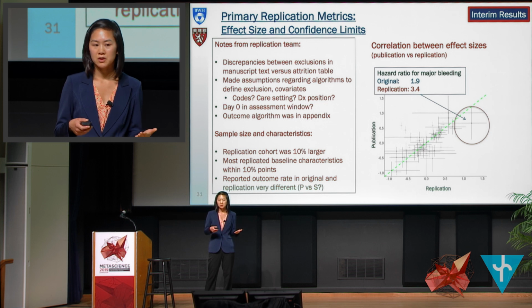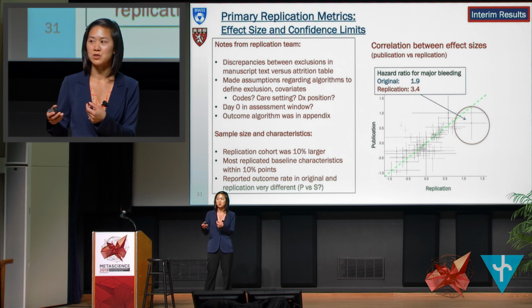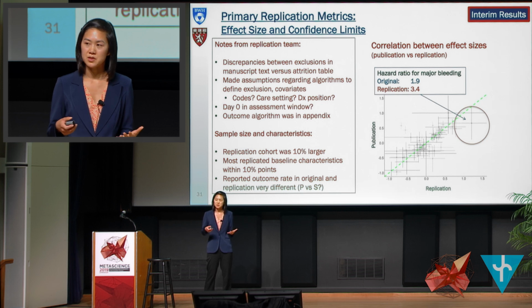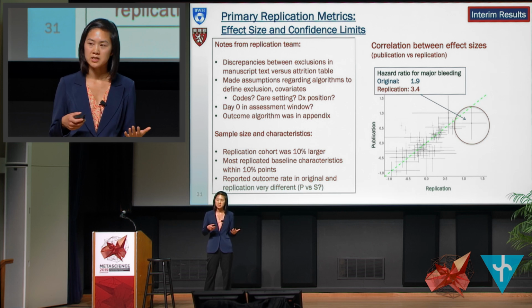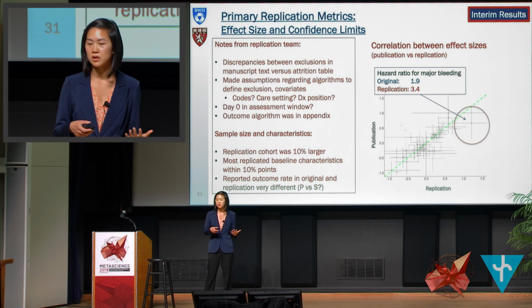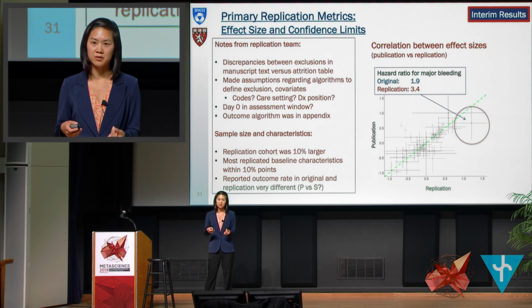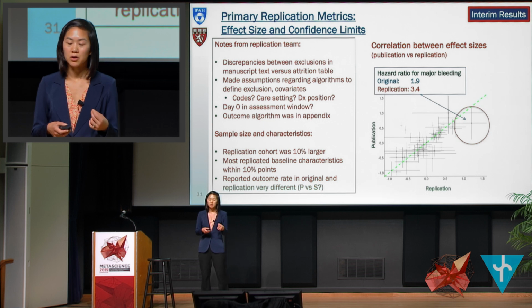In the manuscript, there were discrepancies in the text and the attrition table about which exclusions were applied. So we had to make a decision about which ones to actually implement in our replication. We also had to make assumptions about how inclusion criteria and covariates were defined, what codes were used, what care settings were looked at, what was the diagnosis position, what was the timing. Was day 0 included in the assessment window? And this can often be influential in these types of studies. The authors did provide the outcome code algorithm in the appendix.